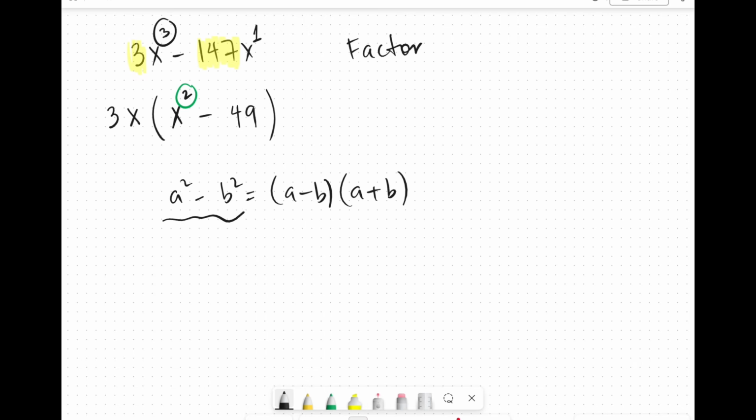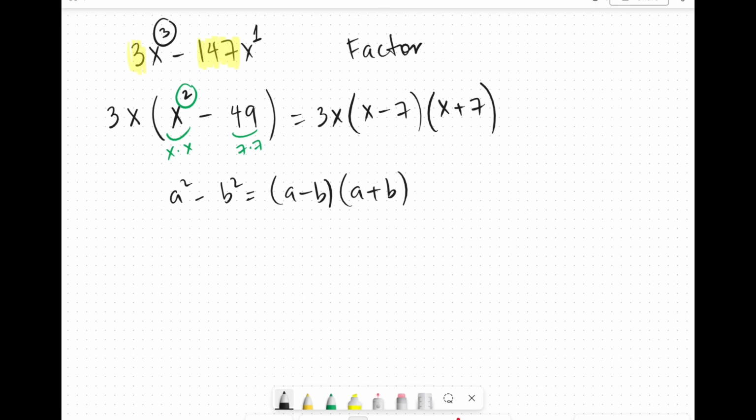And this here is what you have inside of the parentheses, and this is what you need to write, keeping the 3x in the front of your answer. So since this is squares, we will be breaking our original binomial down into two multiples for each term. So this is x, and this is 7 times 7. Keeping the 3x in the front, I'm writing a minus b, which would be x minus 7, and a plus b, which would be x plus 7.